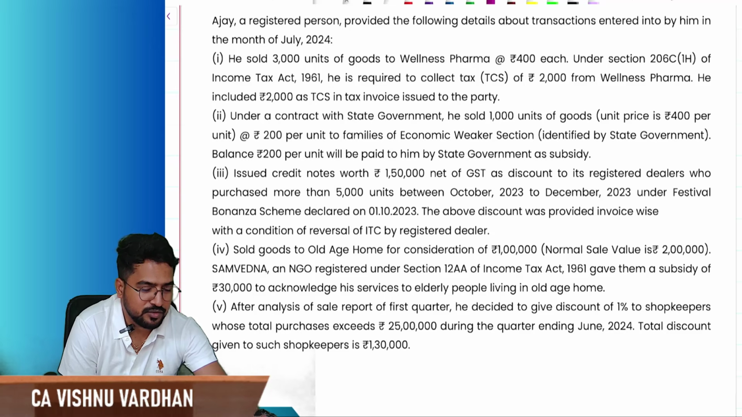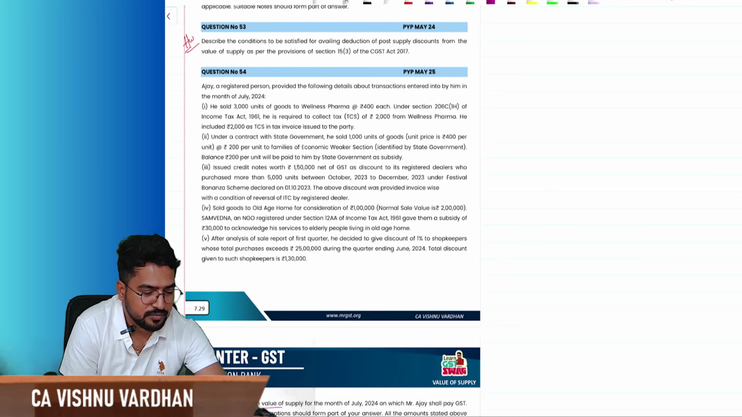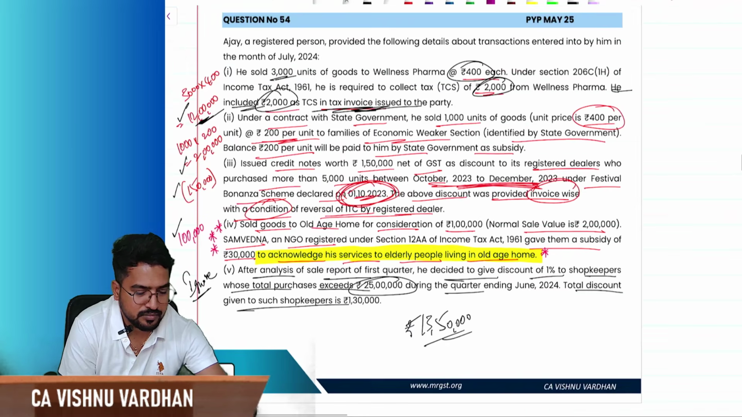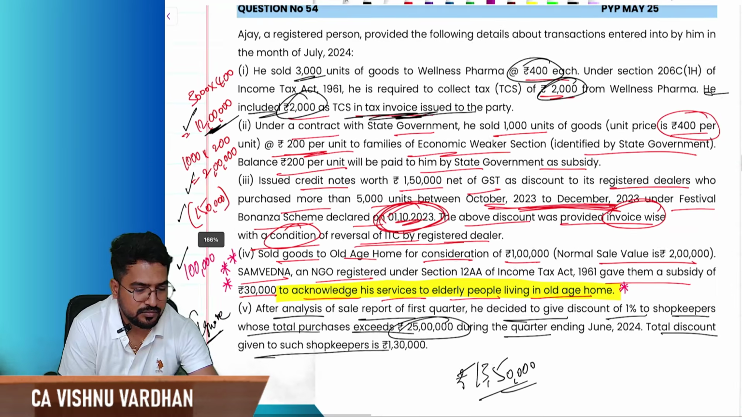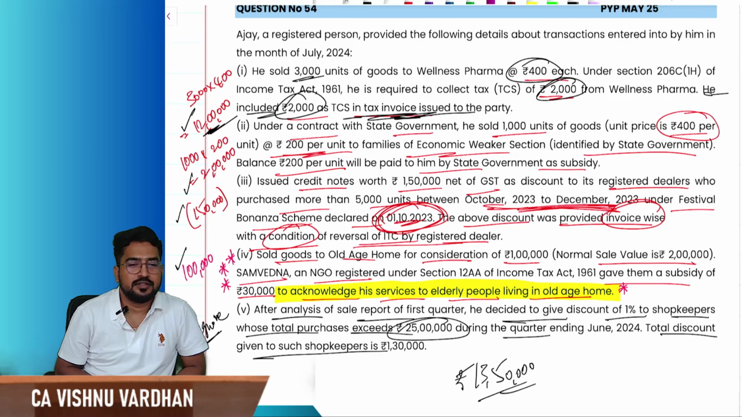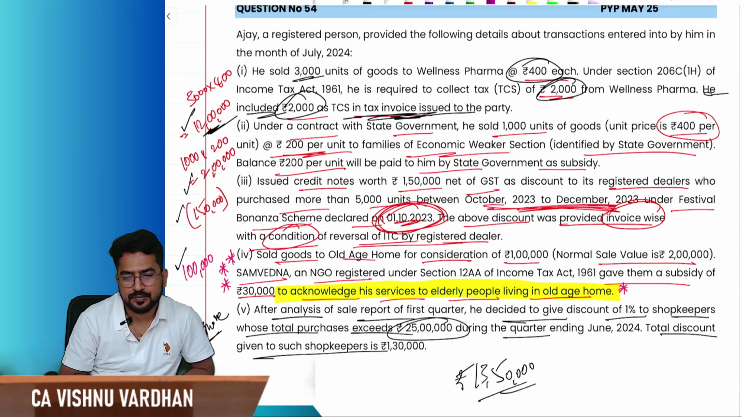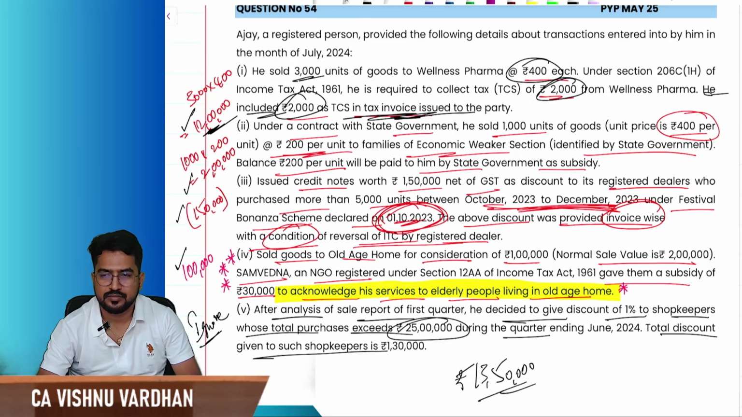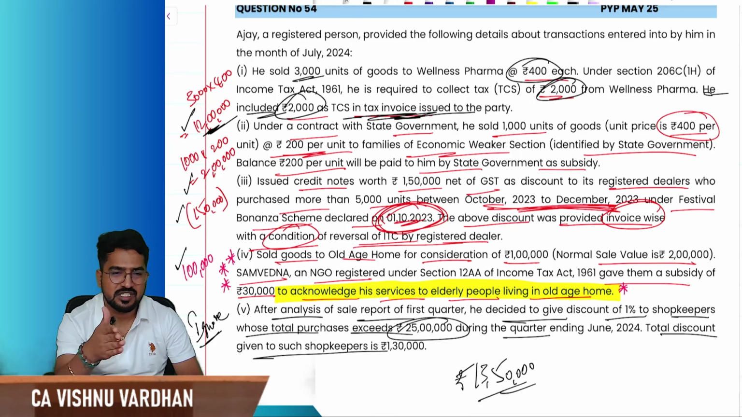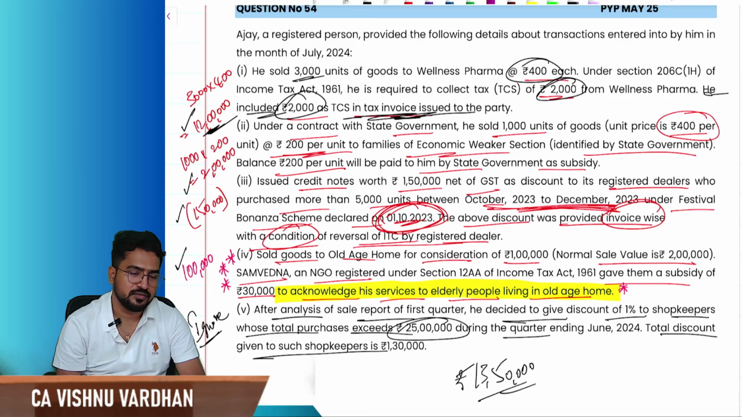You should read those lines properly. With the reading of the question you make mistakes, not for lack of knowing the concept. Is the discount before the supply, at the time of supply, or after the supply? They gave the discount after the supply, but it was agreed at the time of supply, as per the terms already declared on 1st October 2023.